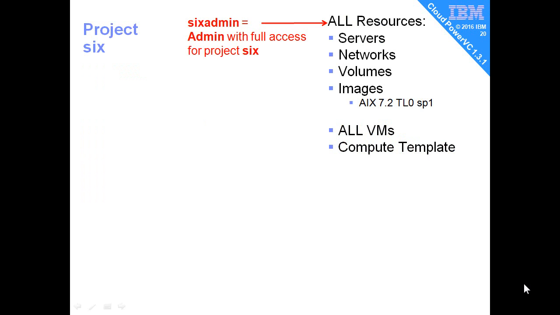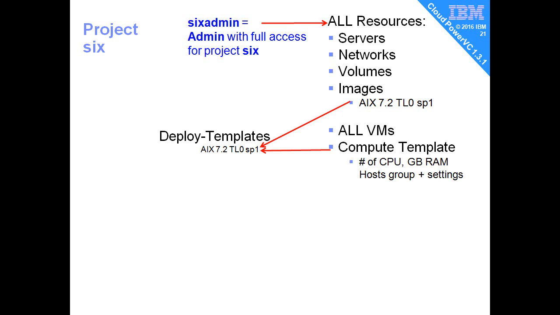A few more things you need to understand. Here we have Project 6. The 6 admin user has admin rights to all of the 6 projects, so they can see the servers, the networks, the volumes, the virtual disks, the images, the virtual disks that we clone to create virtual machines, and all the virtual machines and the compute templates, a whole bunch of other things too. The admin user will then select an image and a compute template, and that creates these deploy templates. So that's everything you need to actually do a deploy with no complicated questions. You give it a name and a description, and off we go.